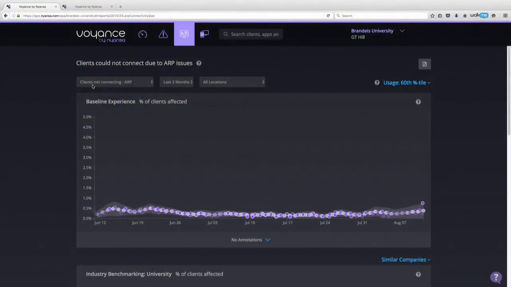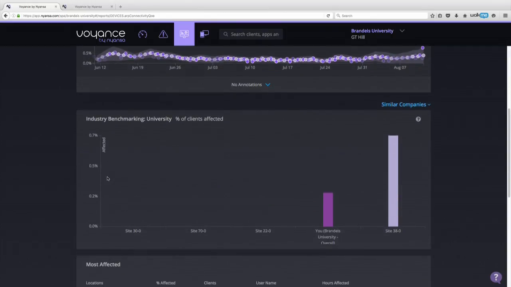So here I'm going to show you guys. I was on the Wi-Fi thing, but I'm going to switch over to something we talked about earlier, which is ARP. We're looking at clients not connecting due to ARP failure. That means a client device requested ARP and the gateway did not respond. Over the last 2 months, here's the baseline. If I hover over this, you see somewhere between 0.1 and 0.3%. Is that high or is that low? We don't know that until we scroll down.